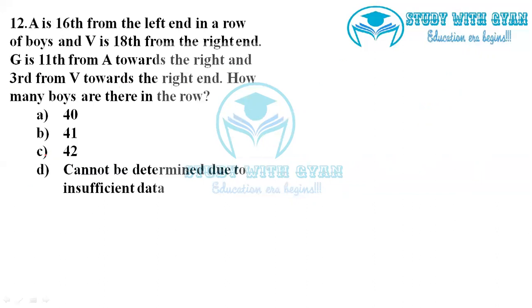After this, I'll move further. A is 16th from the left end in a row of boys, and V is 18th from the right end. G is 11th from A towards the right and third from B towards the right end. How many boys are there in the row? How will you proceed for these kinds of questions? Simply draw a line like this, where this is your left part and this is your right part.